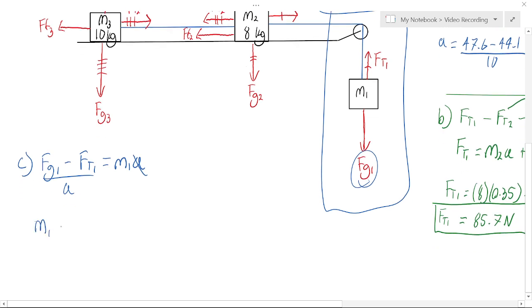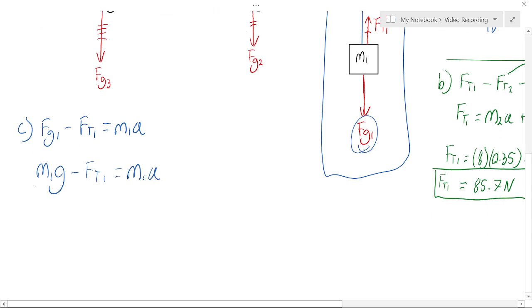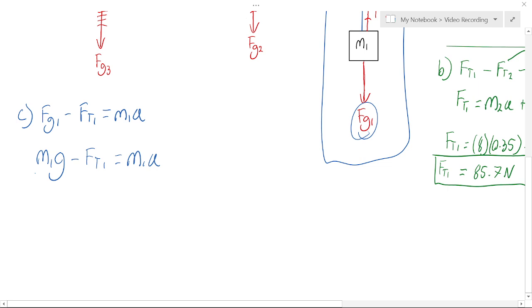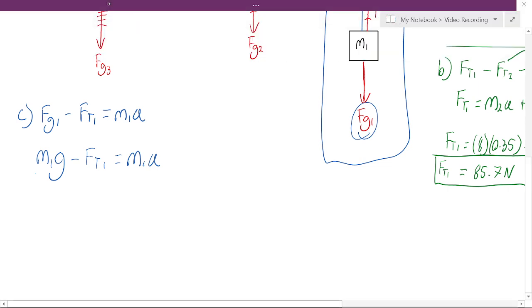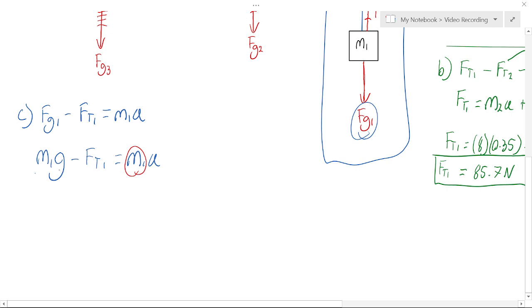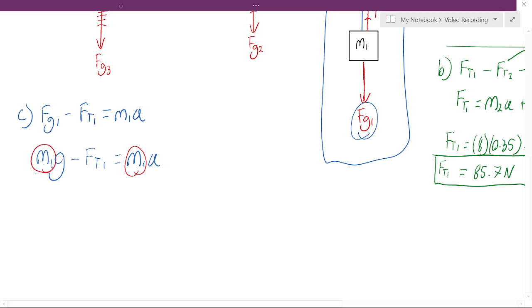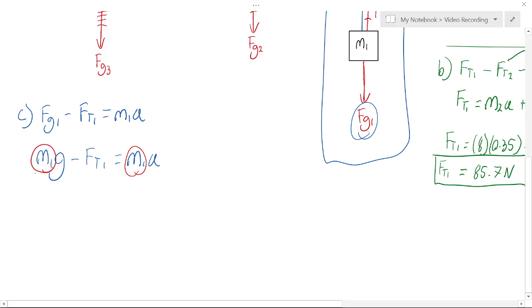And I find M1 equals Fg1, which is, oh, no, sorry, I've made a mistake here. This is a bit more complicated. This is M1G minus Ft1 equals M1A. And sorry, the reason it's a bit more complicated is that we have two M1 values. We have M1 here and M1 here. So we're going to have to do a bit of algebra.